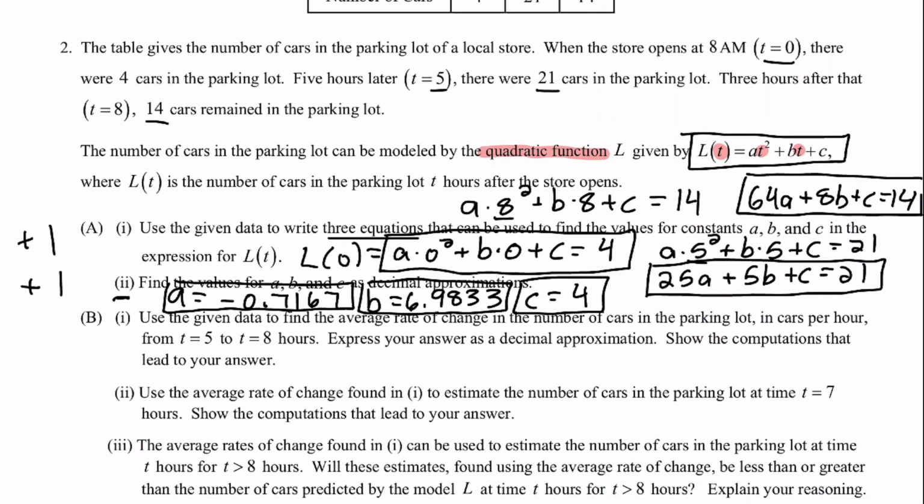That's going to be part A. Part A will always be kind of the same. We'll ask you to write the equation using the points they gave you in the word problem. And part 2 will always be using your calculator to find the values of A, B, and C using a regression.